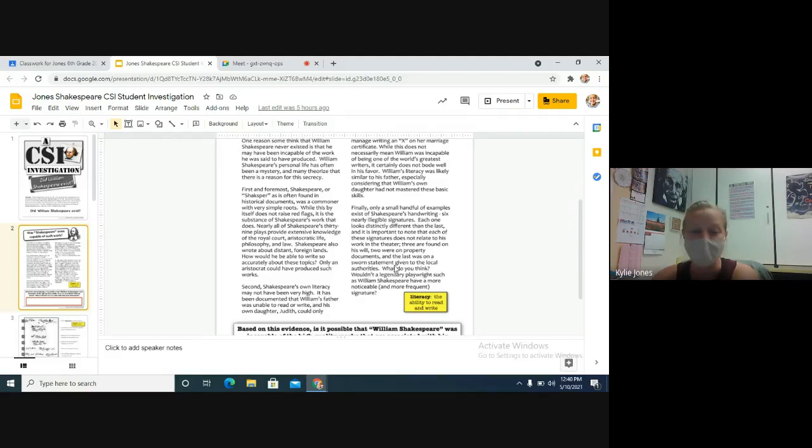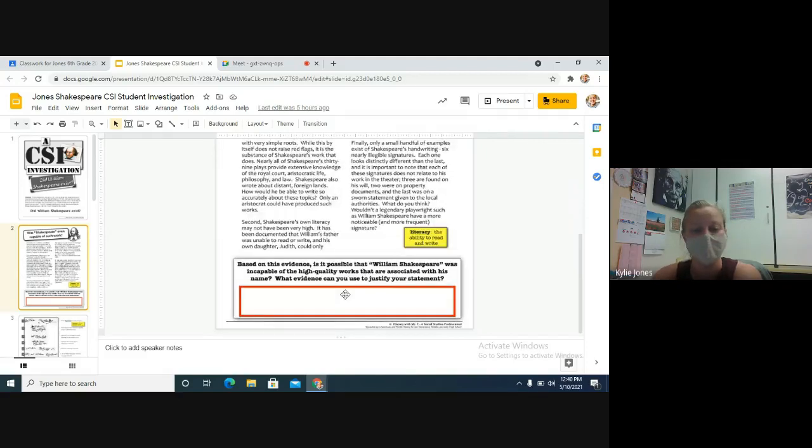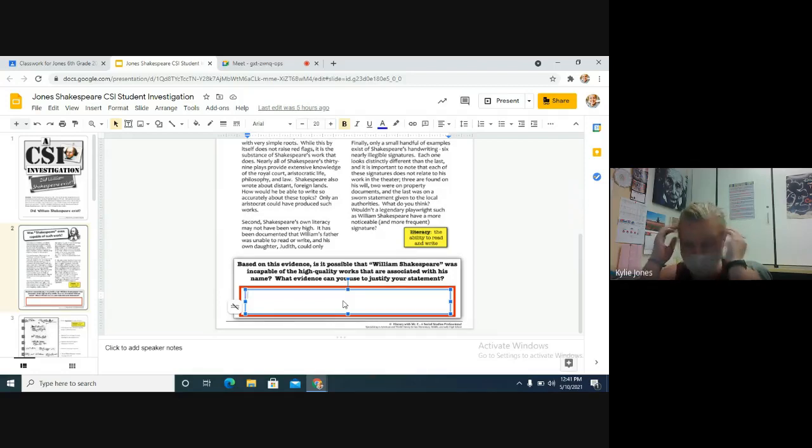So what do you think? Wouldn't a legendary playwright such as William Shakespeare have a more noticeable and more frequent signature? So the question here is, based on this evidence, is it possible that William Shakespeare was incapable of the high quality works that are associated with his name? So basically, do you think that he could have written these things based on this piece of evidence right here? Yes or no? And tell me why. Could he have written these plays?